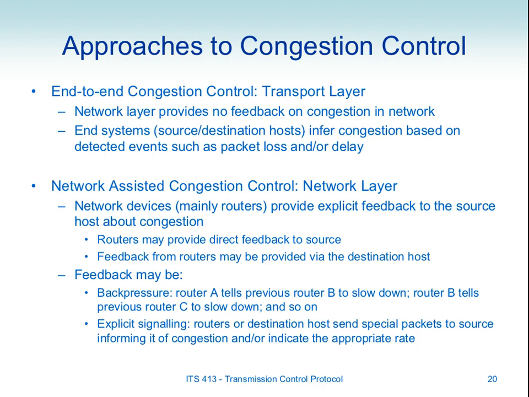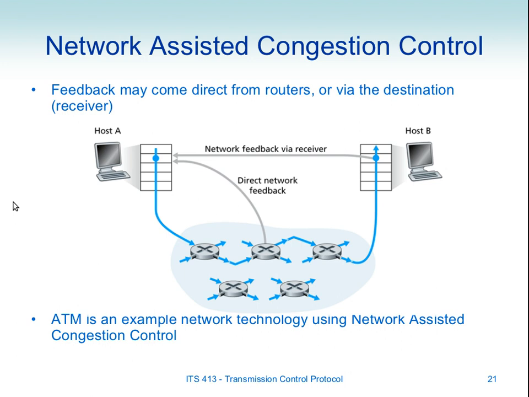Network-assisted congestion control is when the network devices somehow assist in controlling congestion, the routers in this case. Here's an example. Here's our network. So we have a source host sending across a network of routers to a destination host. Two basic approaches. We want to slow down the sending rate if we experience congestion.